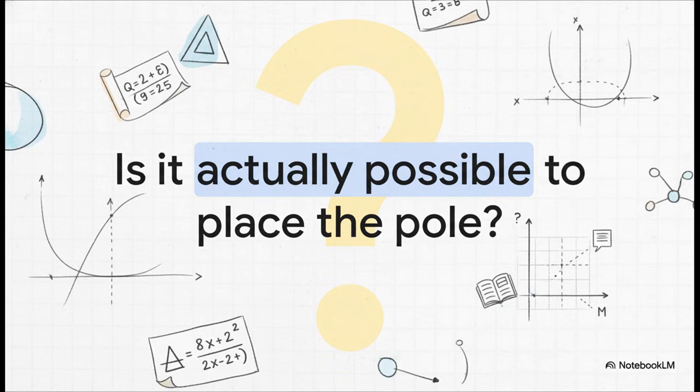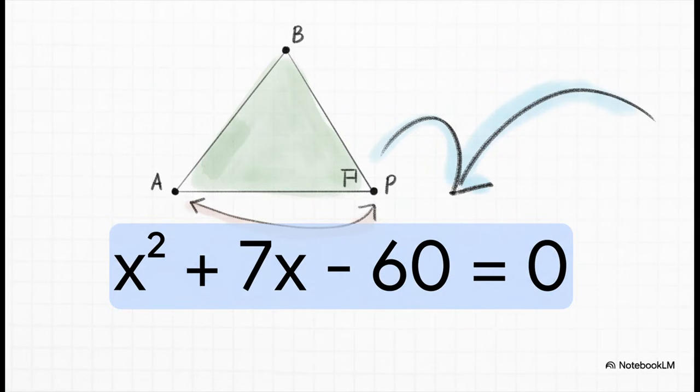Now, before we start trying to draw diagrams or do complex geometry, the most important question we should ask is: is this even possible? Can we actually find a spot for this pole that meets all the requirements? Well, it turns out that by using a little bit of geometry, specifically the Pythagorean theorem, we can translate this entire word problem into a single quadratic equation. If we let x be the distance from one of the gates, the whole situation boils down to this: x squared plus 7x minus 60 equals 0.